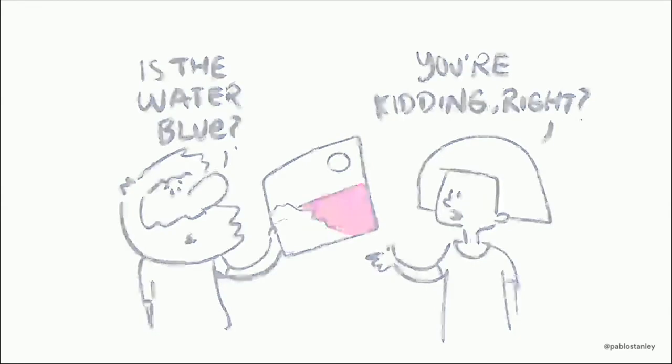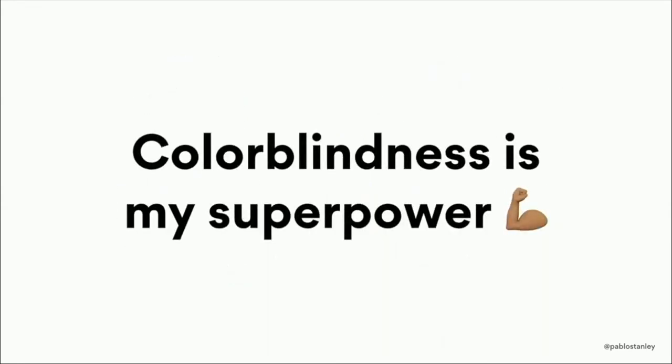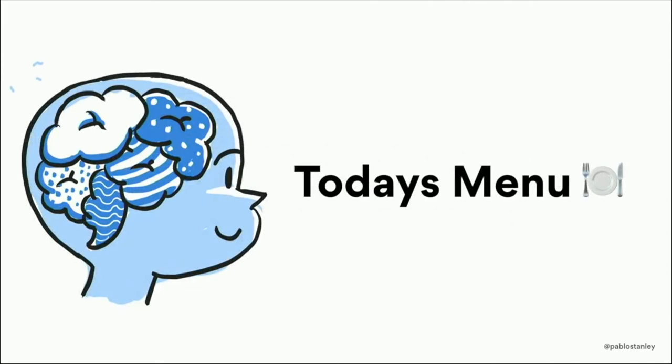Now I see colorblindness as my superpower. If something looks good to me, I assume that it will look good to most people. And this in part has led me to care more about accessibility too. And in a selfish way, I'm doing this so the web also looks better for me. So that's the story time, just a little bit of context of why I care about accessibility.